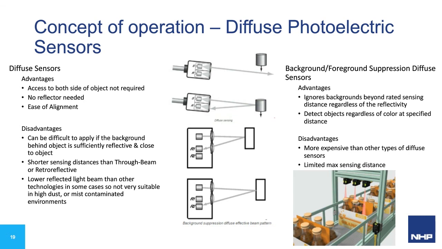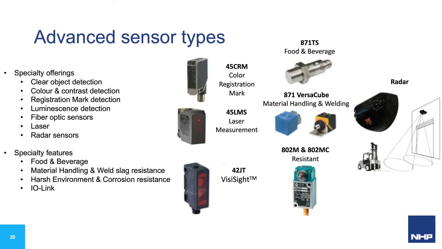Now, there are also a number of specialty sensors out there that you can see here, and these are things like sensors that can register marks and labels, color detection, luminescent particle detection, even radar sensors for movement and direction detection. There are also a number of features you might find in these sensors and all of the sensors that we've gone through so far to enable them to be used in specific situations or environments depending on your application. You can find sensors specifically designed for food and beverage, material handling, and sensors suitable for welding environments that are weld, field, and slag resistant, and suitable for harsh and corrosive environments.